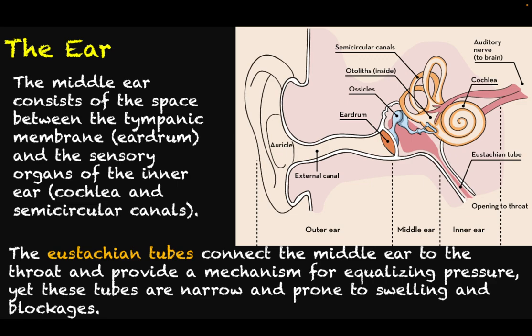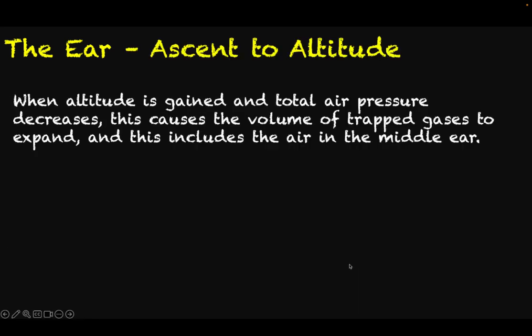But the issue here is that these tubes are very narrow and they are definitely prone to swelling if you're sick or if you have an infection, and they can get blocked with things like mucus very easily as well. So it is not a foolproof method for equalizing air pressure between the middle ear and what is outside the body. So when altitude is gained, we're going to see that the middle ear specifically is differentially affected based on whether you are climbing to altitude or whether you are descending from altitude.